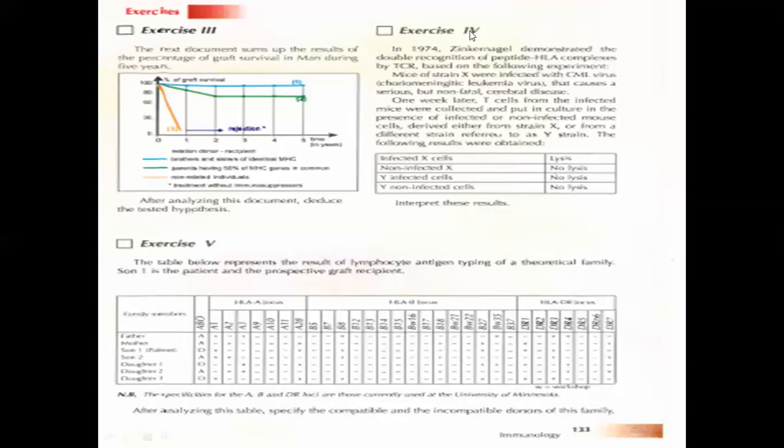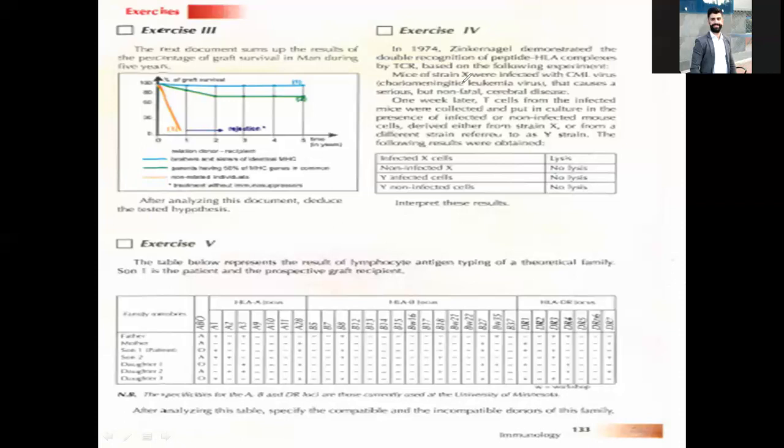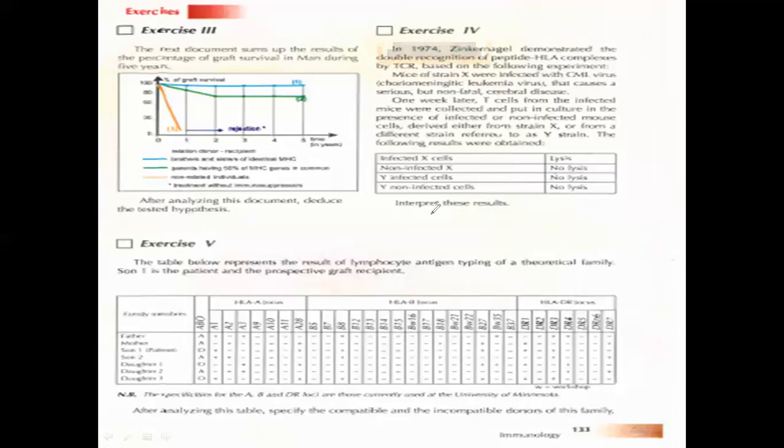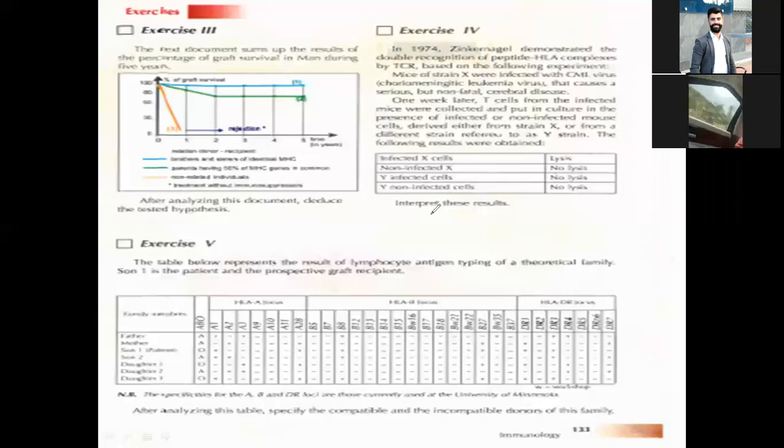For example, a Y strain. Here I am taking strain Y. Strain Y is different from strain X. What does this mean? This means that they have different HLA, so they have different HLA molecules. The following results were obtained.